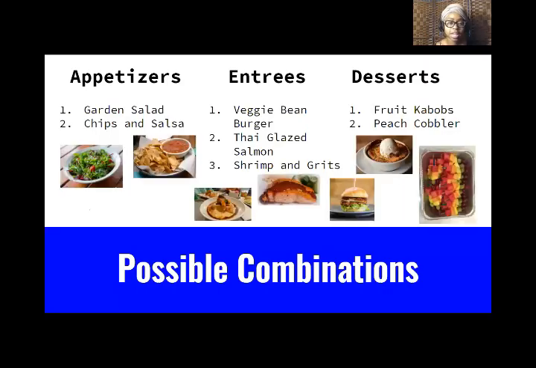So here is an example. Our appetizers are garden salad, chips, and salsa. Have 2 pictures there. Our entrees are veggie bean burger, Thai glazed salmon, and shrimp and grits. And then our desserts are fruit kebabs and peach cobbler. So how many combinations can we make?